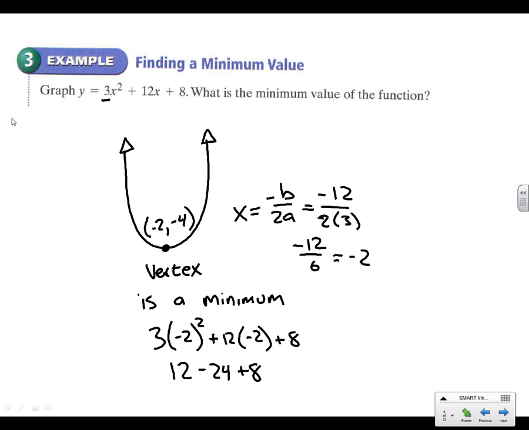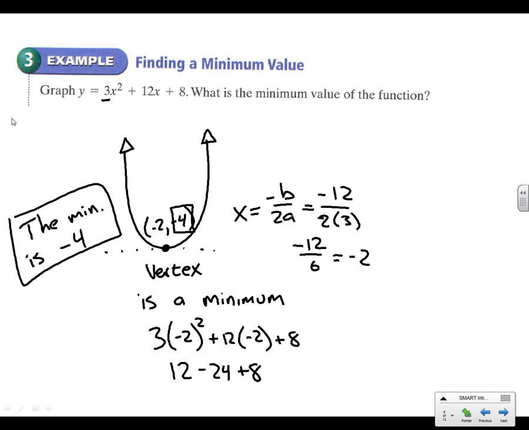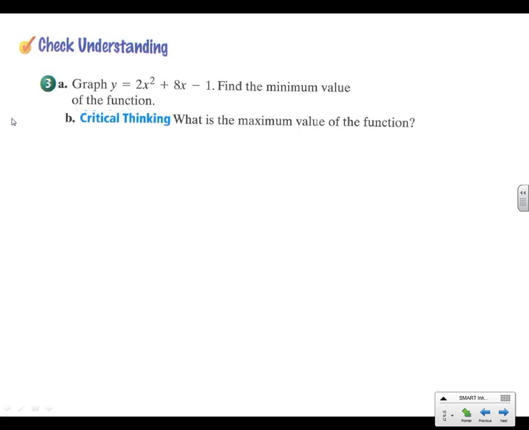Okay? So our minimum value, let me write this in a sentence. The minimum is negative 4. Okay? The y value is the minimum because we're talking about the height. All right? So in this one, we want the y value. So don't say that the minimum is negative 2. It's not. It's the y value, negative 4. Find the minimum for the next equation there, and see if you can tell me what the maximum for that same function is for that understanding check.